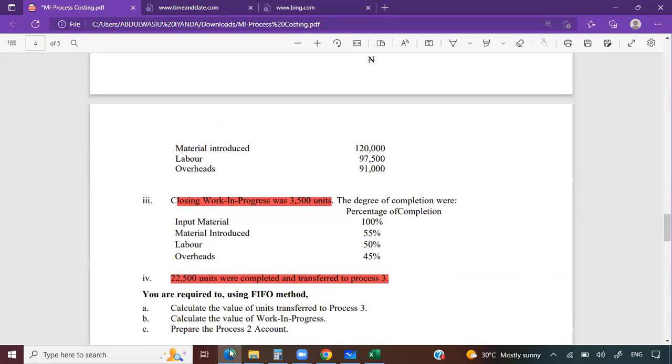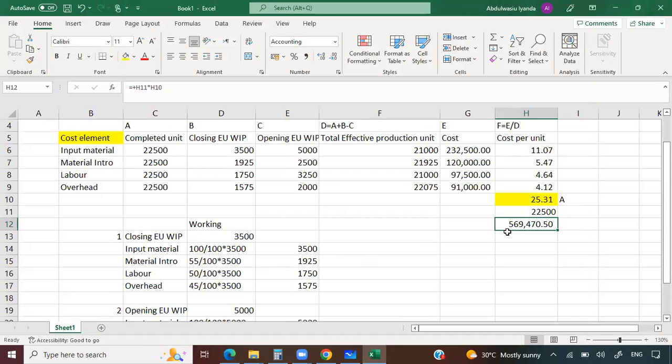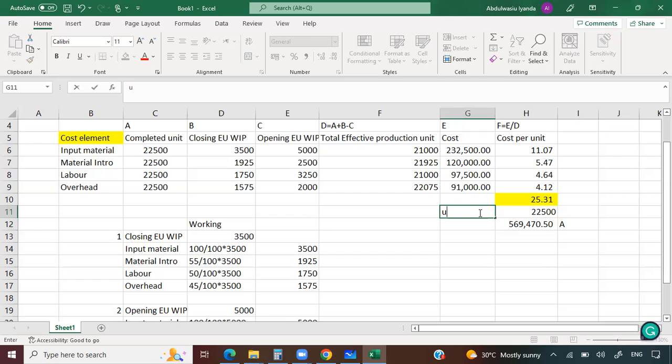Calculate the value. This is the value. Sorry, this is requirement what now? This is requirement A. This is the unit. And this is the total cost. The total cost per what? Per unit.